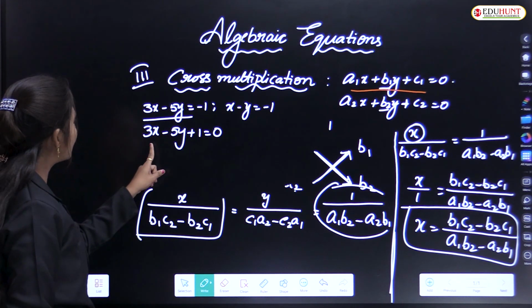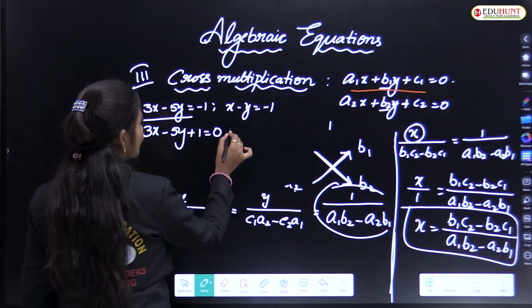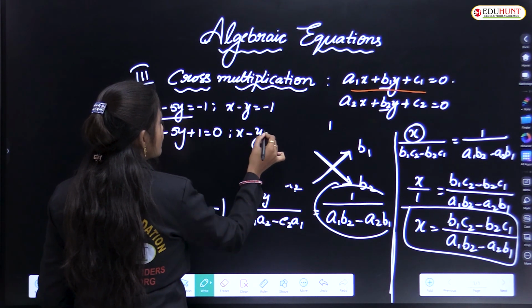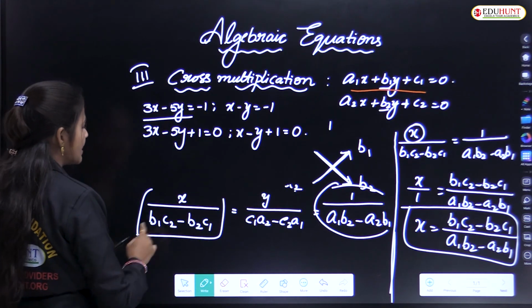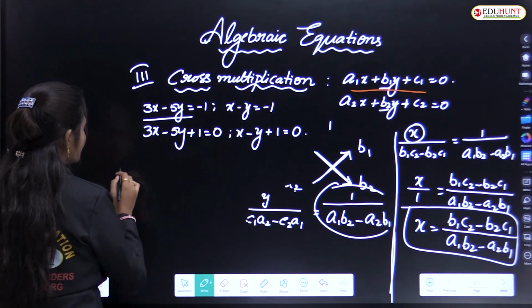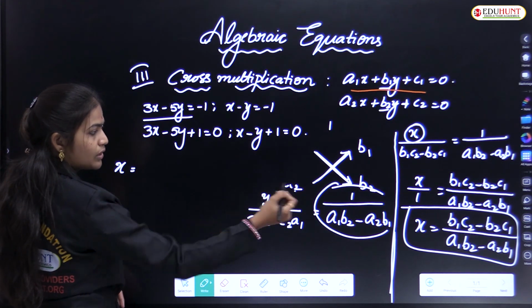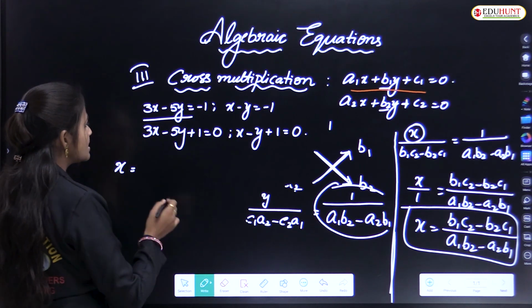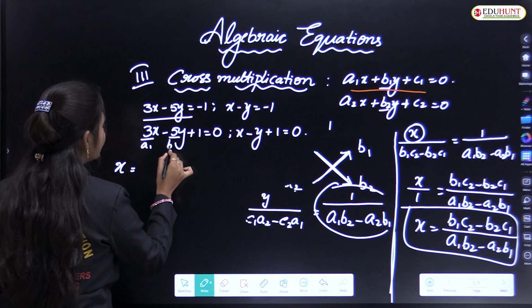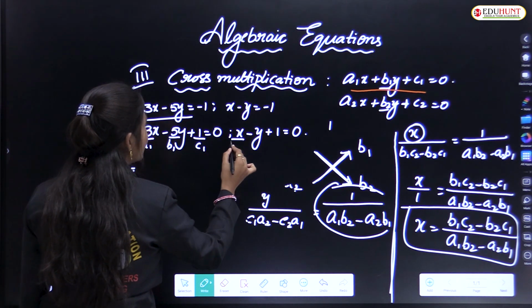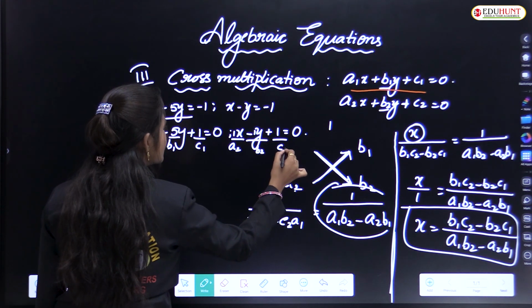Now this is in the form of a1x plus b1y plus c equals 0. Second equation: x minus y plus 1 equals 0. Now what is the x value here? So we need to find the x coefficient, no? So x is equal to... first we need to write the values of b1, c2, or else directly write. Here this is a1, this is b1, c1. Here 1 is there, so a2, here 1 is there, that is b2, and here this is c2.